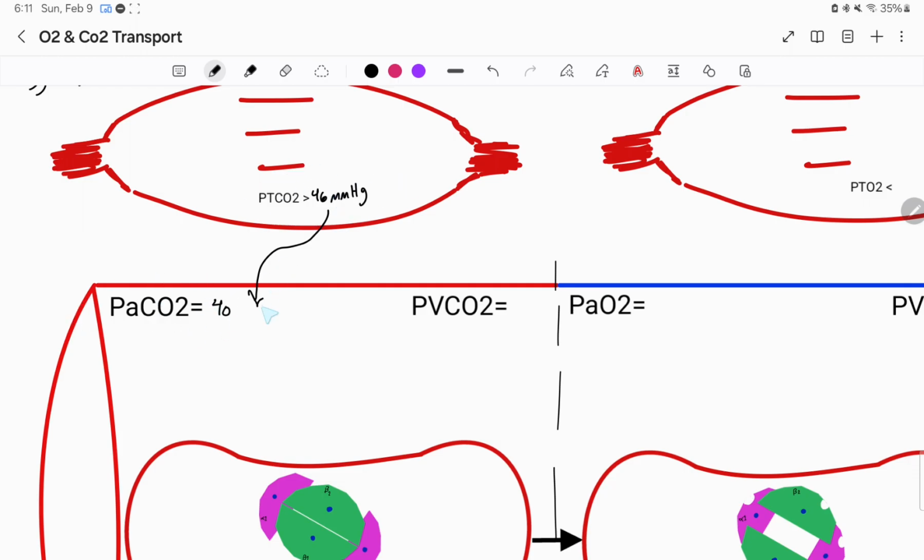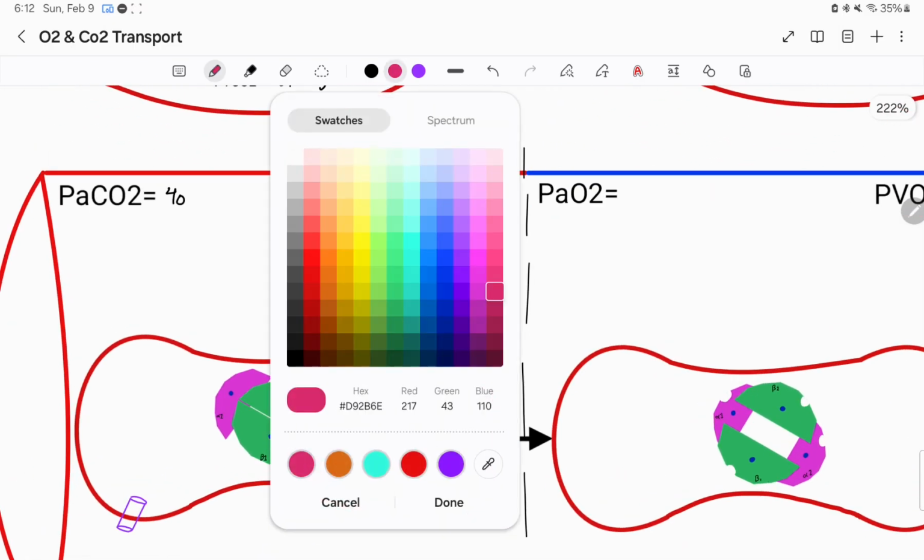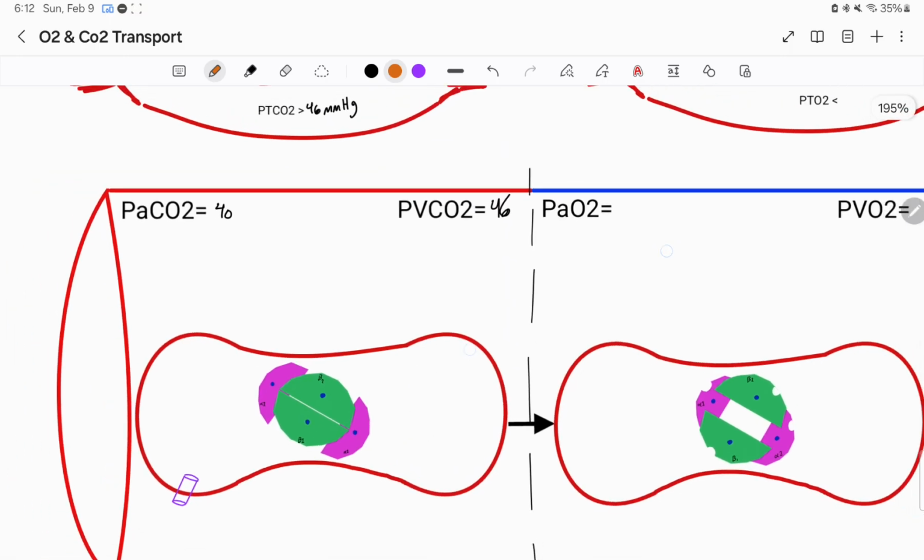And it'll keep doing this until it reaches an equilibrium, okay? Which means that when the blood is actually leaving from the venous side, the partial pressure of the venous CO2 would be around 46, okay? Now, let's get to the bread and bones of it. What does all of this actually look like?